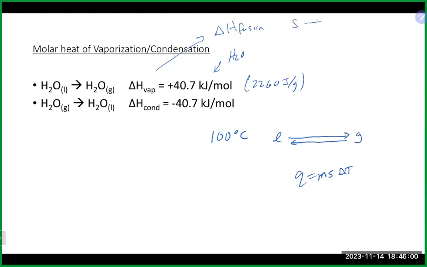Just for comparison purposes, there is the delta H of fusion, and that is going from solid to liquid or liquid back to solid. For water, it's 6.02 kilojoules per mole, so roughly 335 joules per gram. So a much lower amount of energy is required to change something from solid to liquid than it is to go from liquid to gas.